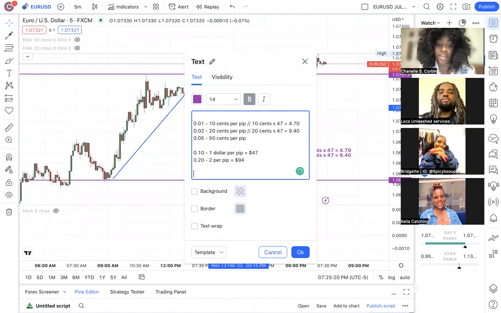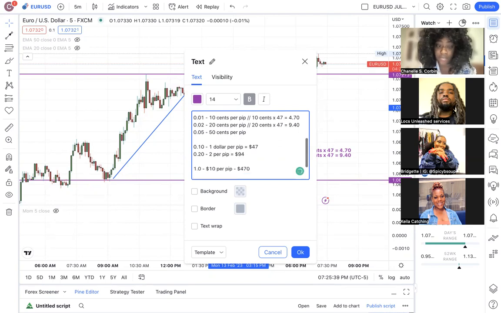Now it gets even better than that. We have a standard, and this is the big boy lot size, right? This is $10 per pip, right? So in this same trade, same move, where somebody made $4.70, somebody could be making $470, right? And then if somebody used 2.0, which is $20 per pip, somebody could be making $940, right? Because it's all based on lot size.